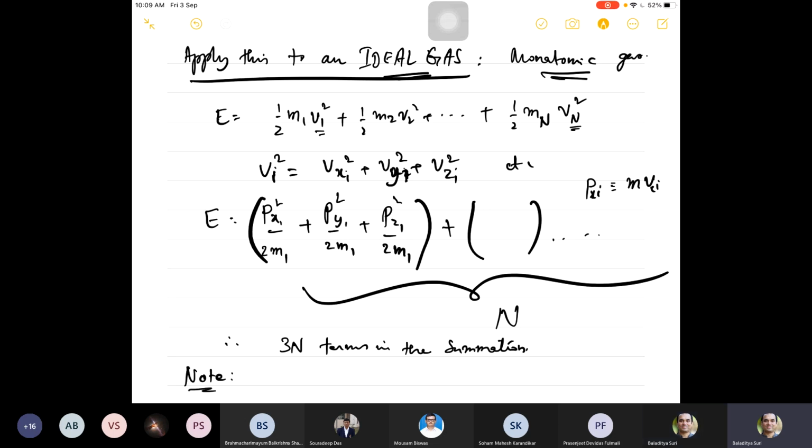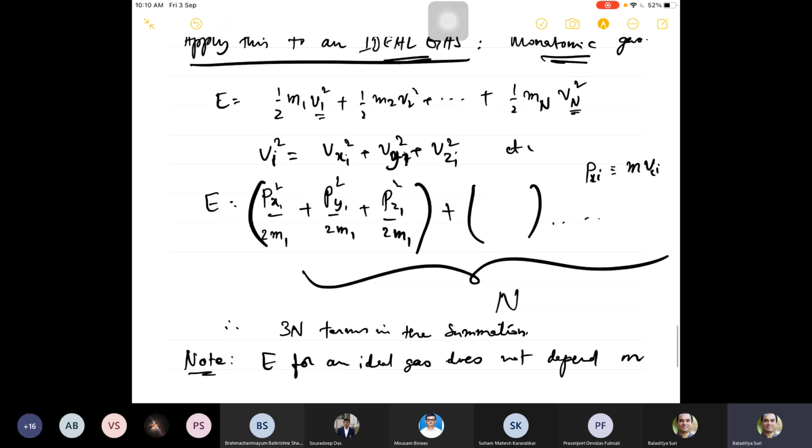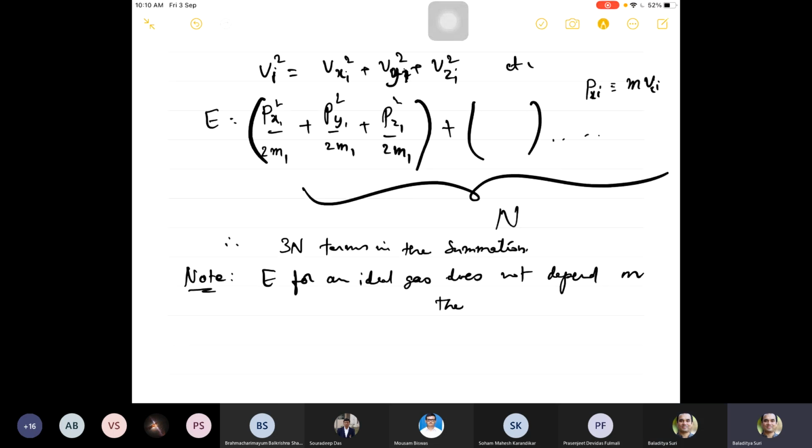Note, E for an ideal gas does not depend on the coordinates. That's a major simplification. There is no potential energy anywhere. Whenever we say potential energy, it is something that depends on the coordinates. So the forces acting on the particles depend on the coordinates. We don't have any such thing here. So the total energy of the system for an ideal gas is only a function of the momenta.